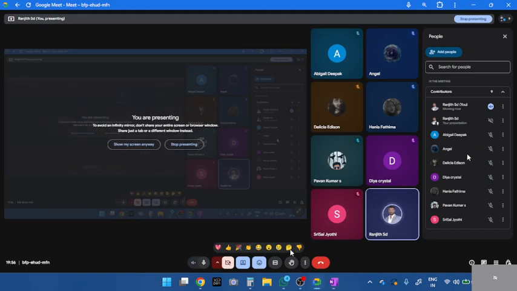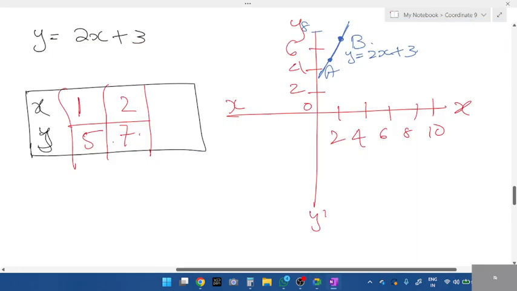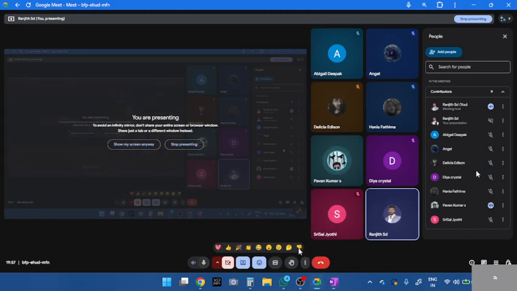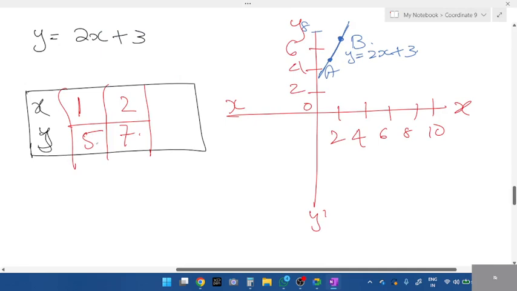Oh, your voice is not audible. Unmute. Talk something. Tell me, how did we get 5 and 7? Can you respond? Others, can you hear Angel answering? Anyone? No, Angel. Nobody is able to answer. Unmute and talk something. How did we get 5 and 7, Angel?